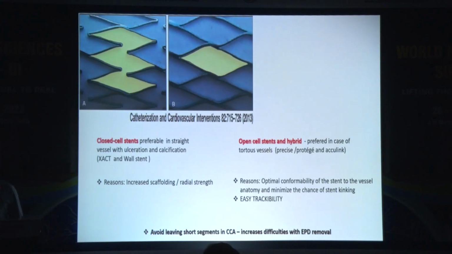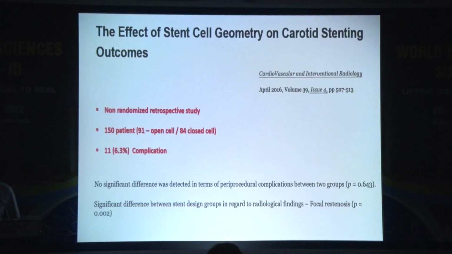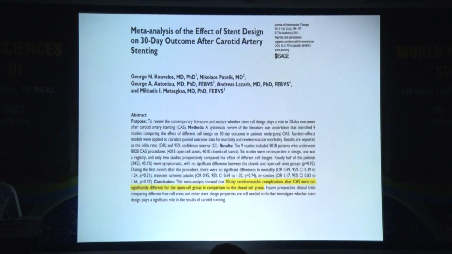And the open cell stent and the hybrid stent are preferred in tortuous anatomy, like Precise and Protege and Neuroguard, and also the CGuard stent. So this is a small study which found no difference between the two groups, the open cell and the closed cell stent. So it's the operator's choice and operator demand, like they can do with either device. But what we prefer, if there is an ulceration underlying the carotid stenosis, we always prefer to use a closed cell stent.